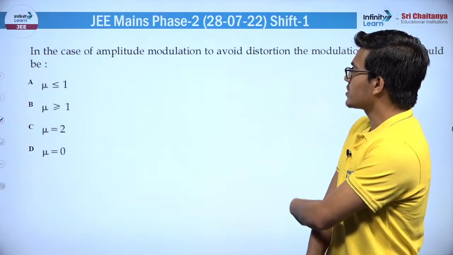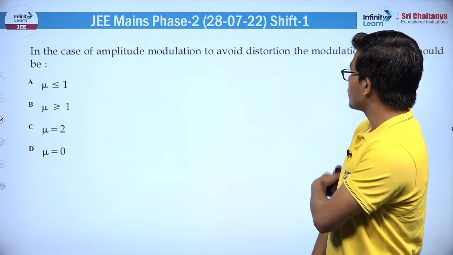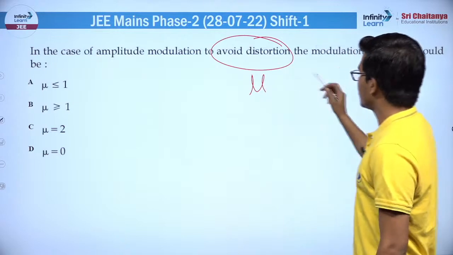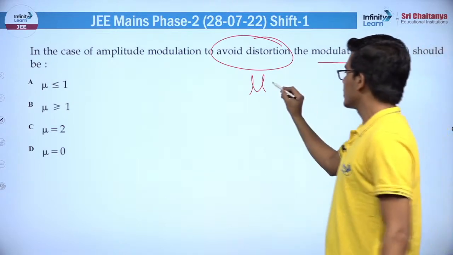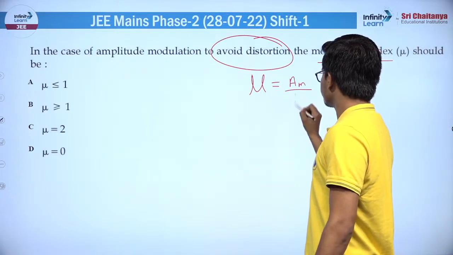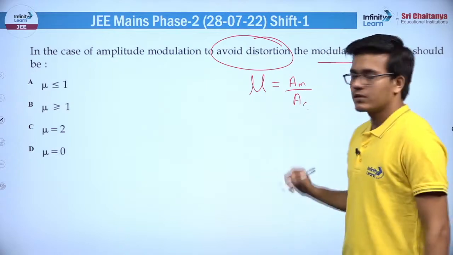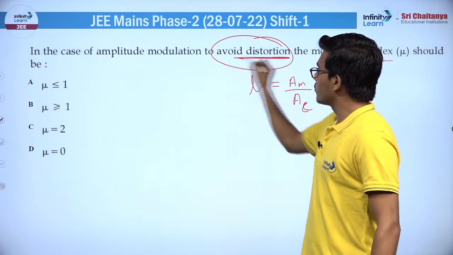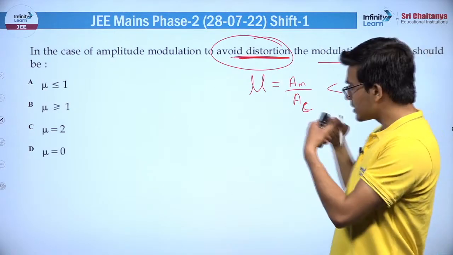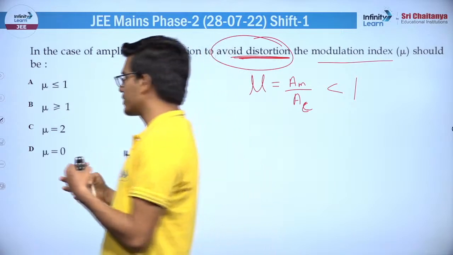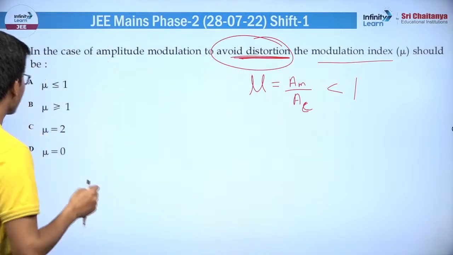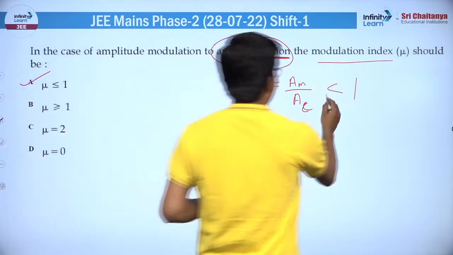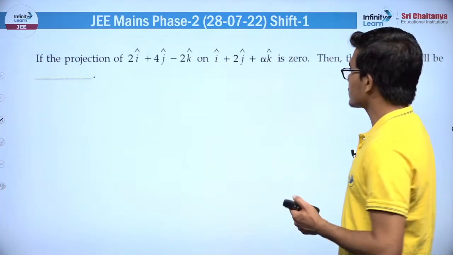Moving to the next question. In case of amplitude modulation, to avoid distortion, there is a term called mu, which we call the modulation index, given by Am by Ac. This should be less than 1 to avoid distortion. If it is greater than 1, there will be so much distortion and mixing of signals. So it should be less than or equal to 1. Okay. Moving to the next question.